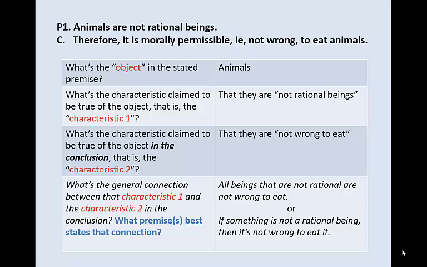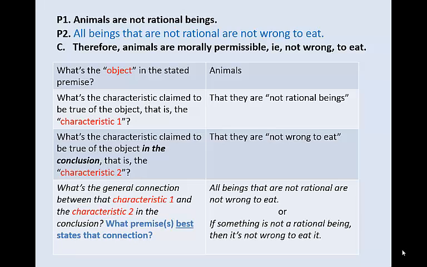So what's the general connection between characteristic 1 and characteristic 2? What premise best states that connection? Seems like either of these do well. Somebody says all beings that are not rational are not wrong to eat, or if something is not a rational being, then it's not wrong to eat it. So plug that first one in up top. Somebody argues animals are not rational beings. All beings that are not rational are not wrong to eat. So therefore, animals are not wrong to eat.